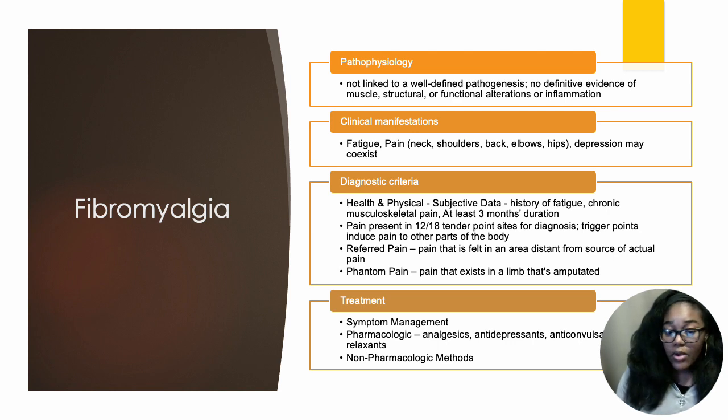So they'll have neck pain, back pain, shoulder pain, hip pain, elbow pain. Sometimes all of these pains occur simultaneously, and there is a significant amount of fatigue and depression that coexists with this amount of pain because it's a chronic condition and they're not necessarily able to control it or treat it very well. As far as your diagnostic criteria, it's heavily dependent on subjective data.